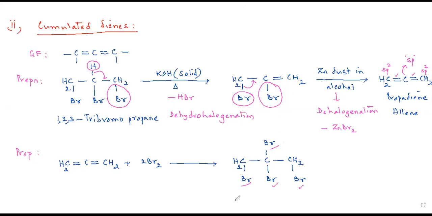It's called 1,2,2,3-tetrabromopropane. Right. So this is about the property of cumulated diene. And the next one, which we will be discussing in detail, is a conjugated diene. I mean, it's conjugated dienes.